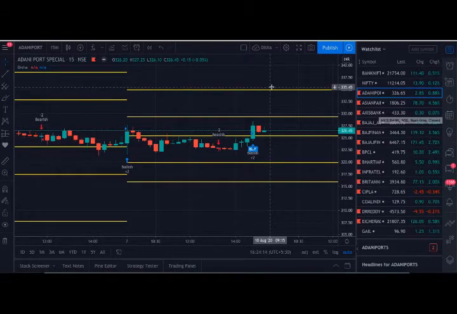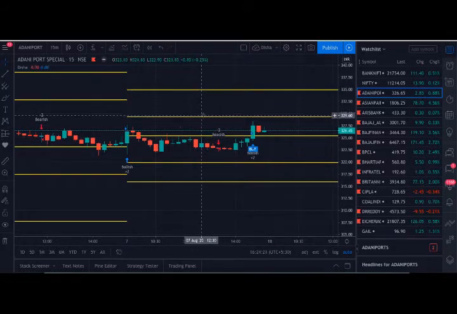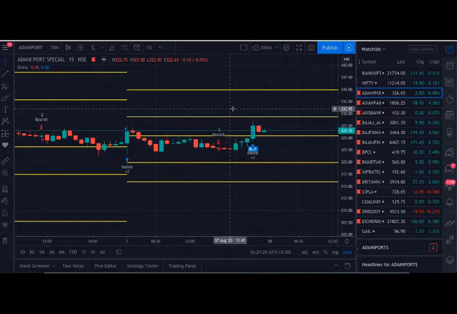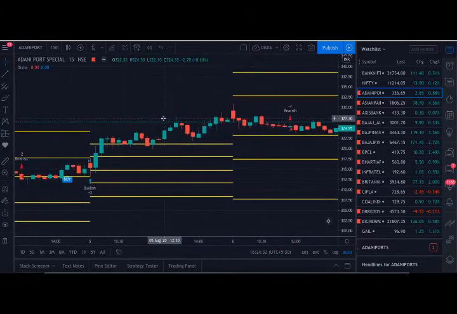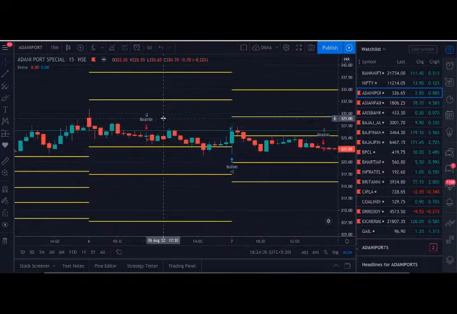Now we will see one by one what it gives. First thing, if you see here the yellow lines, these are the auto support and resistance lines drawn for the day. Every day it gives new auto support and resistance levels. You can see here, right?